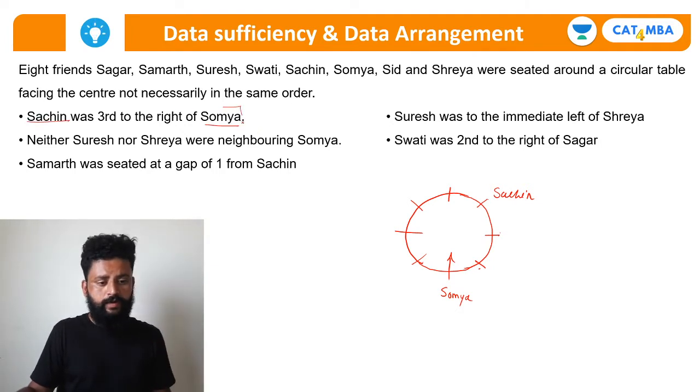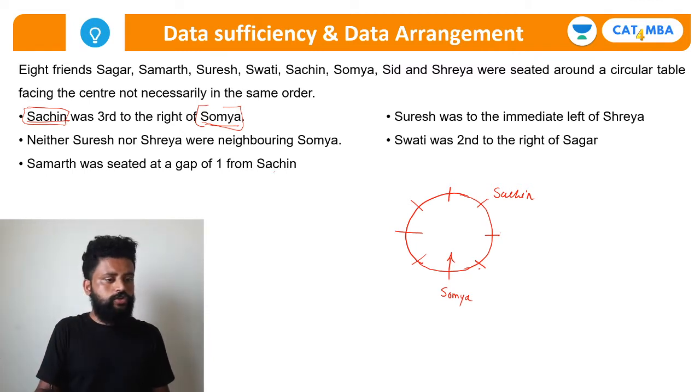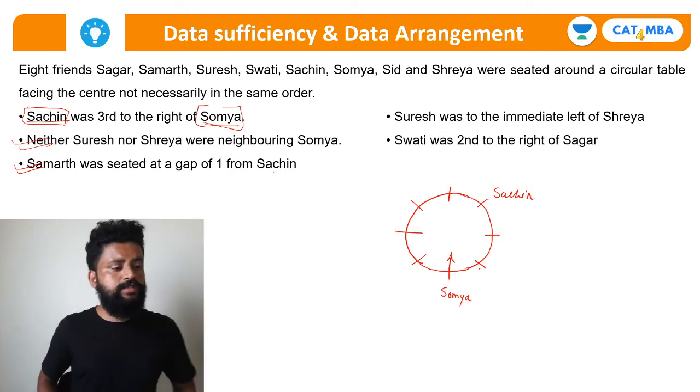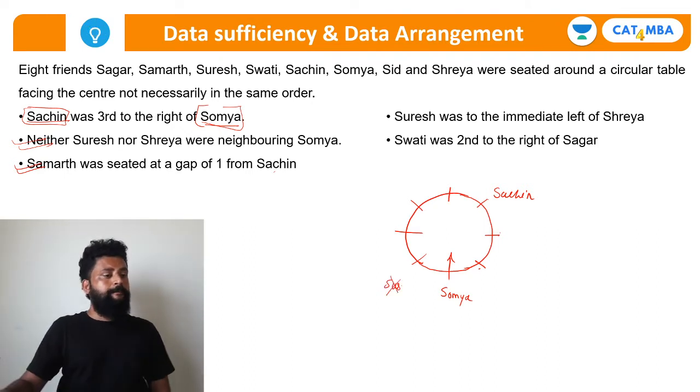So we can directly go to the next clue involving Sachin or Soumya. Where is Soumya or Sachin given? Suresh, Shreya, Swati, Sagar, Samarth, Sachin. So we have this one, Sachin, and neither Suresh nor Shreya were neighboring Soumya. We have this one, so we can connect this. Okay, so Samarth was seated at a gap of 1 from Sachin. Suresh and Shreya were not the neighbors of Soumya, so here should not be Suresh and Shreya.